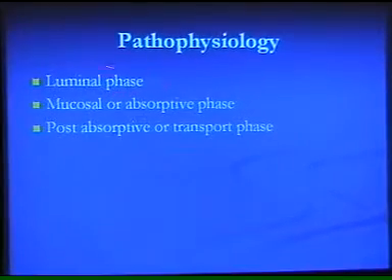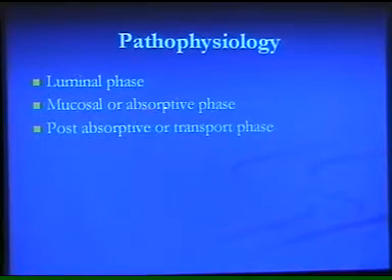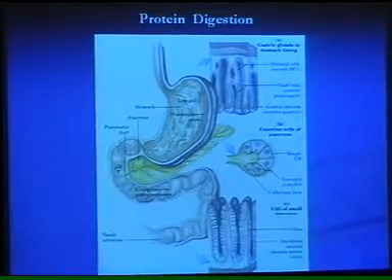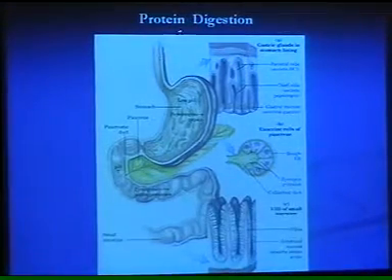So there are three phases: luminal phase, in which there is digestion; mucosal or absorptive phase, this is from the mucosa; and post-absorptive. After they are absorbed, they are going to get transported to the blood via lymphatics. So any disease which affects these stages is going to impair the absorption. This is a diagram, going to go quickly.